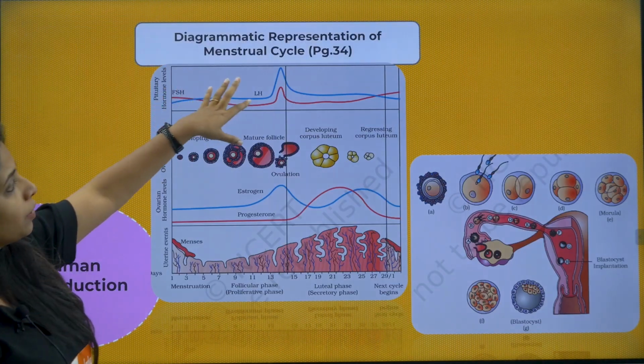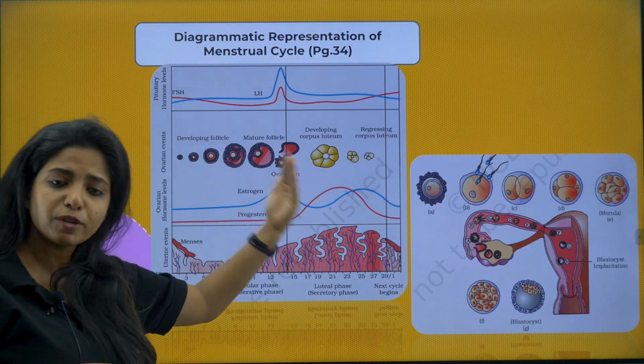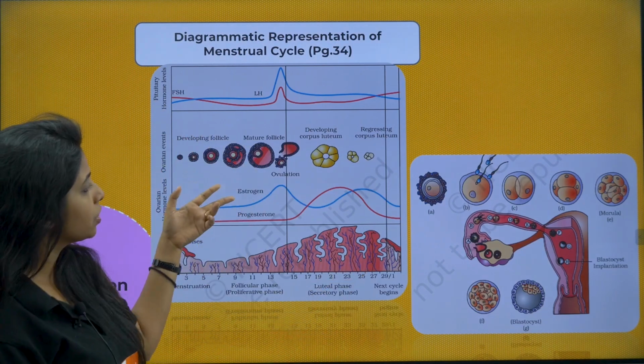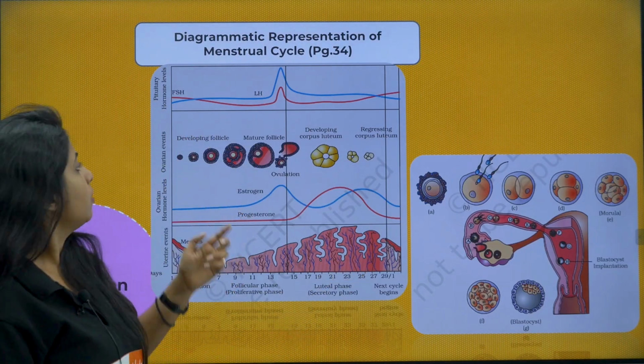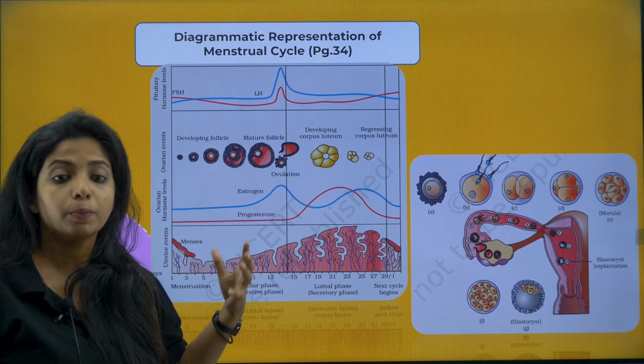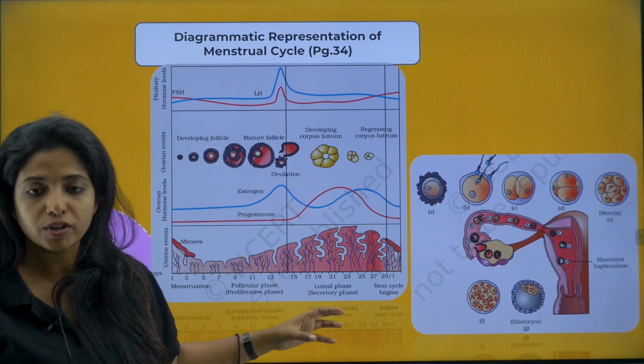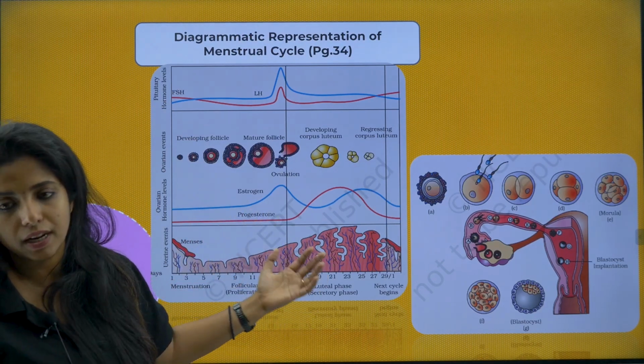Human reproduction, diagrammatic representation of the menstrual cycle. This picture can be given, and you would be asked, where are estrogen and progesterone released from? It's the ovary. Where are FSH and LH released from? It is the pituitary gland. What is the role of the hormones up here, to maintain the endometrium, and things like that?